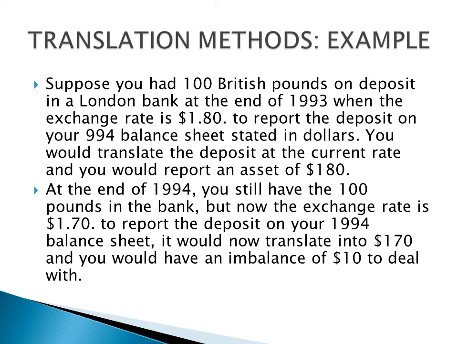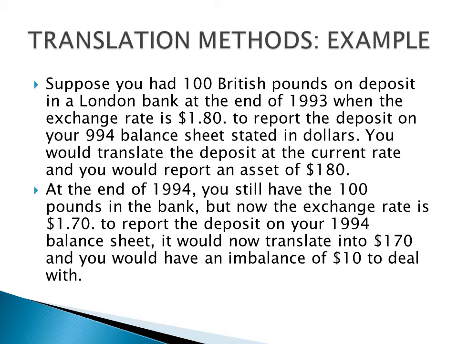Translation method. Example: suppose you had 100 British pounds on deposit in a London bank at the end of 1993, when the exchange rate is $1.80. To report the deposit on your 1994 balance sheet in dollars, you would translate the deposit at the current rate and you would report an asset of $180.